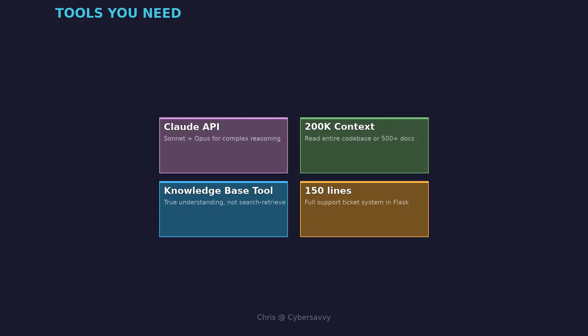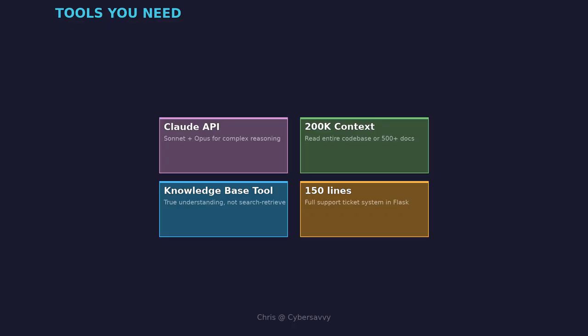Here is a tool I built for a client who runs a SaaS company with over 500 help desk articles. Every time a new support ticket comes in, Claude reads all 500 articles as context and generates a draft response. Not a search-retrieve approach where you find one matching article. A true understanding of the entire knowledge base. The tool runs in about 30 seconds and costs 15 cents per ticket.